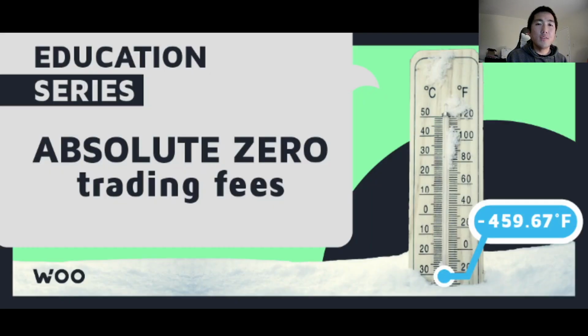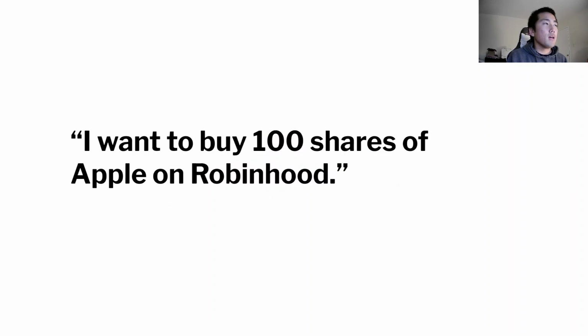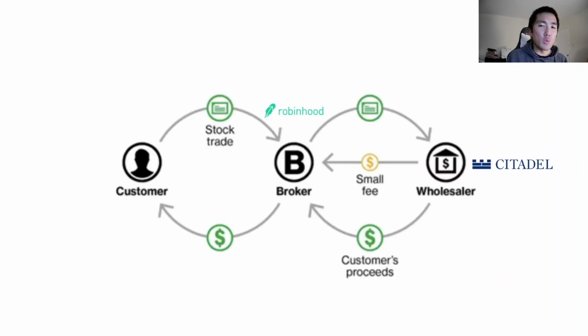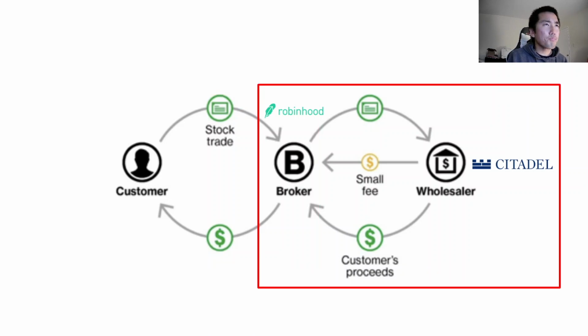So how does WooX offer free trading? To understand this, let's look at Robinhood, which offers free trading for stocks and equities for retail investors. If you understand Robinhood, then you'll understand how WooX works. Let's say you want to buy 100 shares of Apple on Robinhood. How does it actually work on the back end? Well, you as a customer tell Robinhood, I want to buy 100 shares of Apple. And Robinhood doesn't go to the New York Stock Exchange or the NASDAQ to execute this trade.